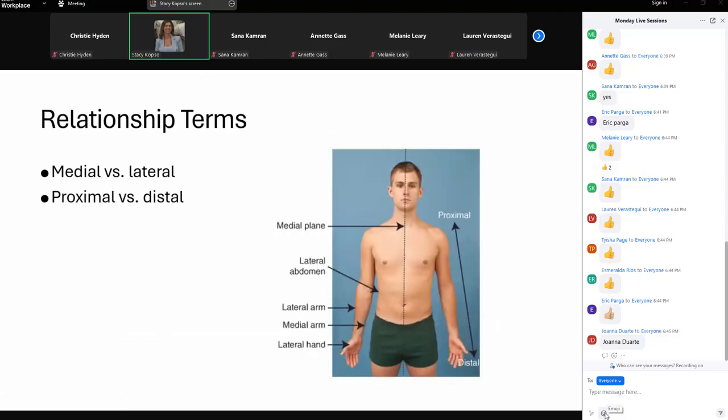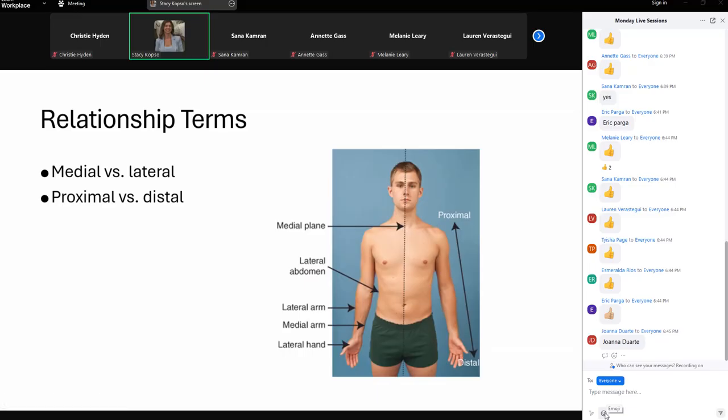Relationship terms, lateral versus medial. Okay, the medial plane, your mid-sagittal plane, anything that's closest to that is medial. Anything furthest away from that would be lateral. So when you're moving away from the medial plane, it's lateral. When you're moving towards the median plane, it's medial. When we look at the trunk of the body, proximal is closest to the trunk, and distal is furthest away.